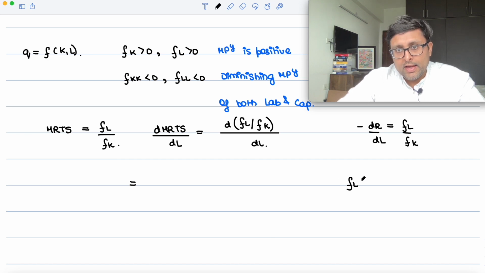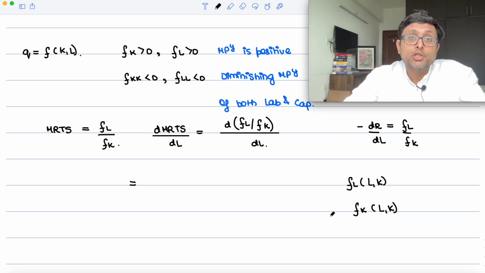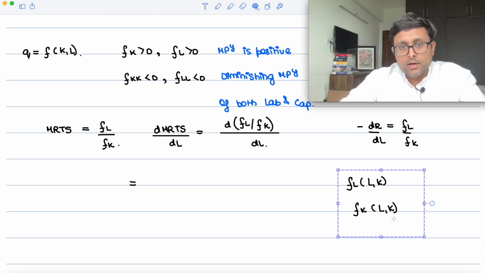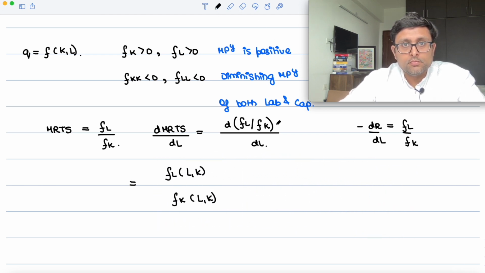Guys, one more thing. When you say FL, that FL is a function of L and K. When you say FK, that FK is also a function of L and K. This is not only a function of L, this is not only a function of K. So the marginal productivity of labor is also dependent upon capital, and the marginal productivity of capital is also dependent upon labor. I'll come back to this point, but if you want to differentiate this, how do you write it?